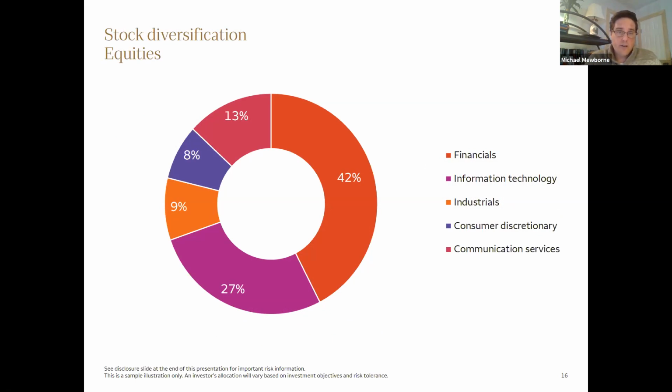This slide talks about stock diversification. And really what I'm getting at here is stocks and equities. The first thing to remember when you're buying stock is the need to diversify across all different sectors and investment styles.